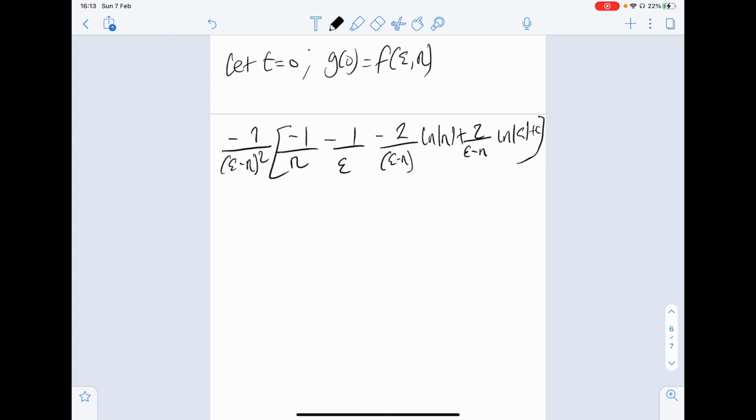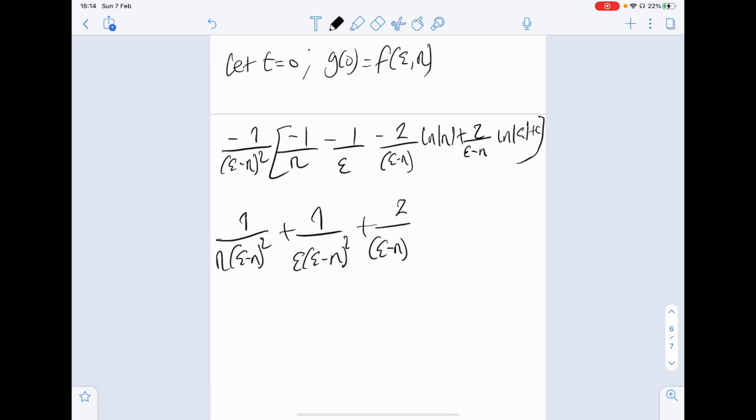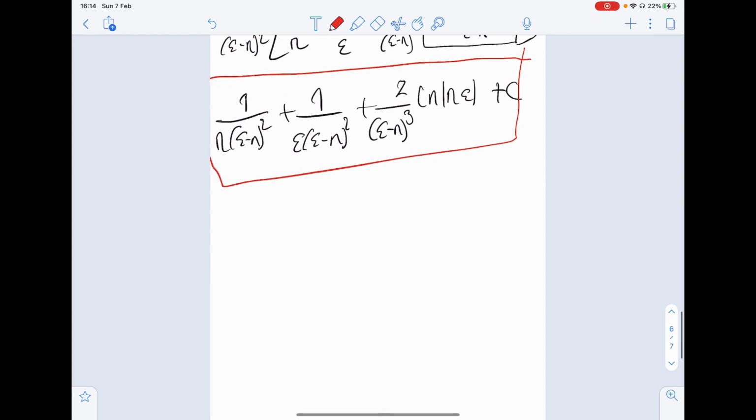And so we get that the final solution is 1 over eta epsilon minus eta squared plus 1 over (epsilon minus eta) squared plus 2 over (epsilon minus eta) cubed. And then this is just a log property, so we can do ln of eta over epsilon plus c. And then we put it into red. This is our final form of the differential equation, so that is done.